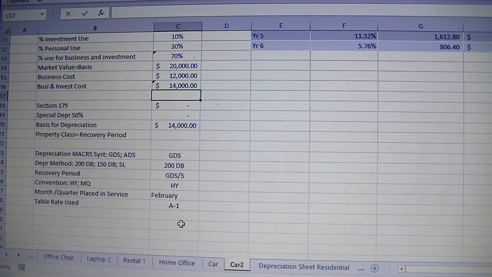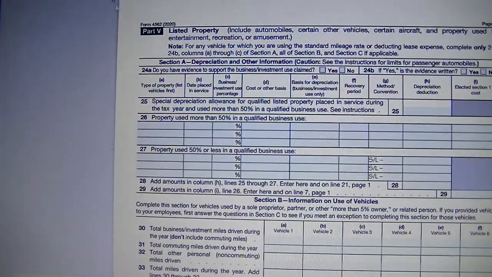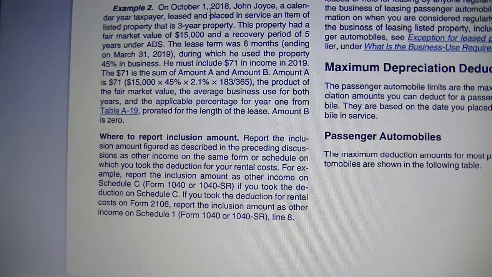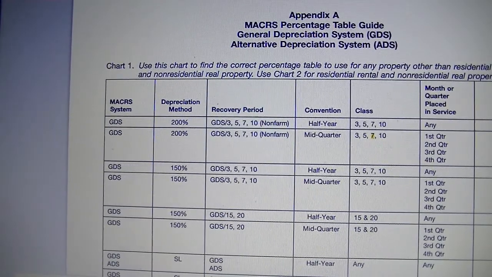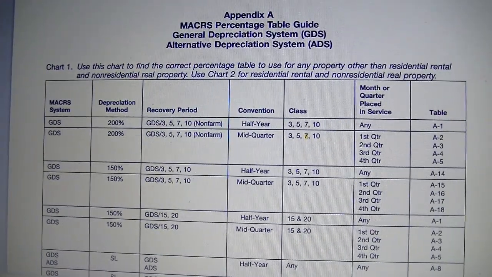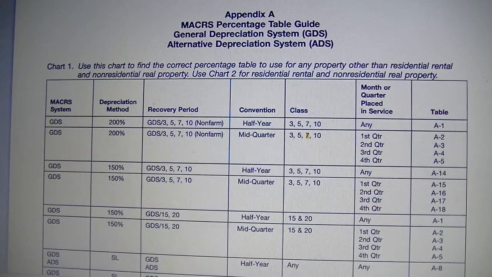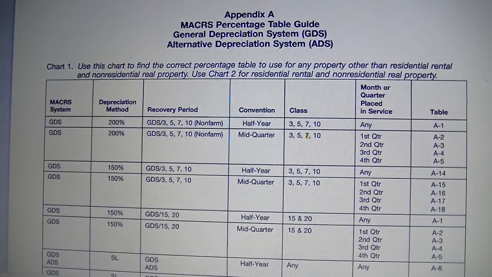Now, what table do we need? We'll need to go to Publication 946, page 69, and that will be Appendix A. The depreciation spreadsheet does not come with the depreciation rate. You have to find the rate in the latest version of IRS Publication 946.